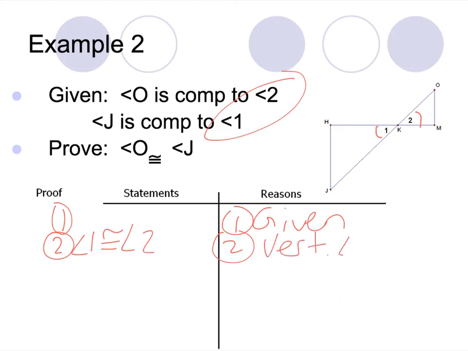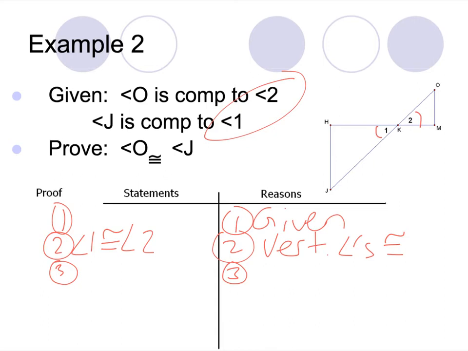Vertical angles are congruent. I hope you guys have seen Talladega Nights for that reason, you know. Let's see here. Angle 1 is congruent to angle 2. Vertical angles are congruent. Now I've got that angle O is complementary to 2, and angle J is complementary to 1. So if they're complementary to the same angle, or sorry, to congruent angles, then they are indeed congruent.